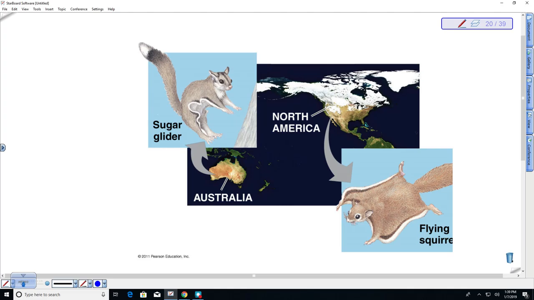They have that flap of skin between the forearm and the hind limb. They're very flat, and then these guys have a really flat tail that allows them to jump and glide between trees. So these are not closely related at all, but if you were looking at them from just a structural point of view, just what they look like, their morphology, you might think that they are related. Okay. So we have to use some other means of determining relationships.